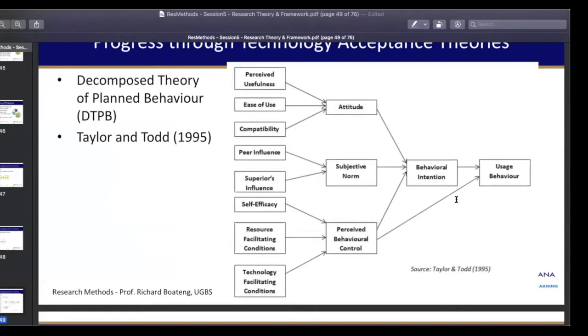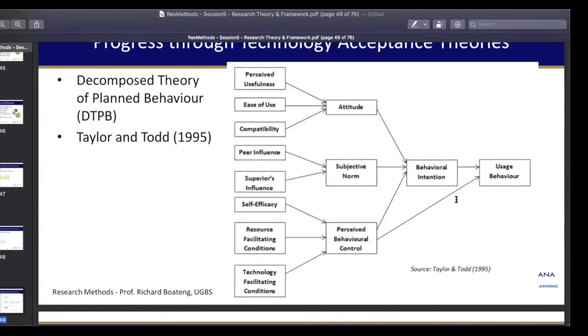Taylor and Todd then said that it's important to break down what is in attitude, what is in subjective norm, and what is in perceived behavioral control. So Taylor and Todd broke attitude down into perceived usefulness, perceived ease of use, and compatibility. This is in relation to technology studies. Remember, the theory of planned behavior does not come for technology, it comes for any type of behavior. But Taylor and Todd were saying, let's break down the theory of planned behavior, I call it the decomposed theory of planned behavior, for use in technology types of studies. So you have compatibility, ease of use, and perceived usefulness.